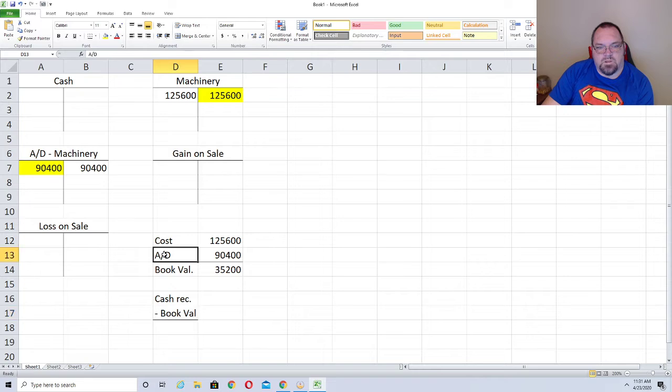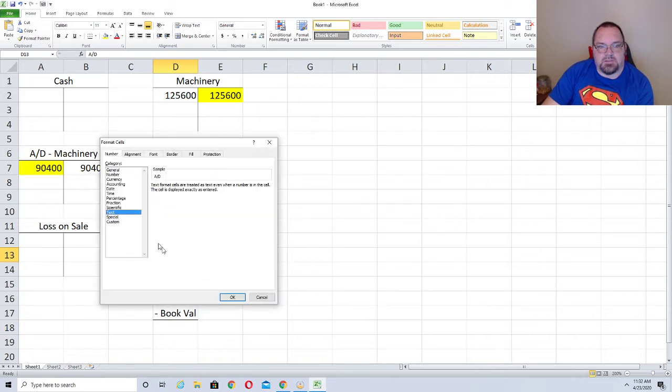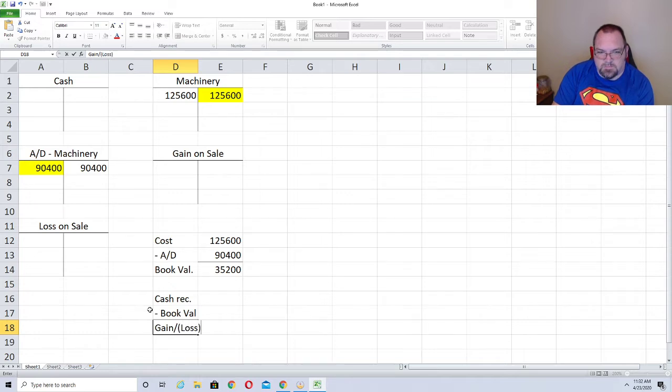Okay. This is kind of the same thing. This should be minus AD, but we can do it real quick. Format cells, text. Let's put that minus sign in here. Yeah, that looks a little bit better. And this will be gain or loss. If it's positive, it's a gain. If it's negative, it's a loss.